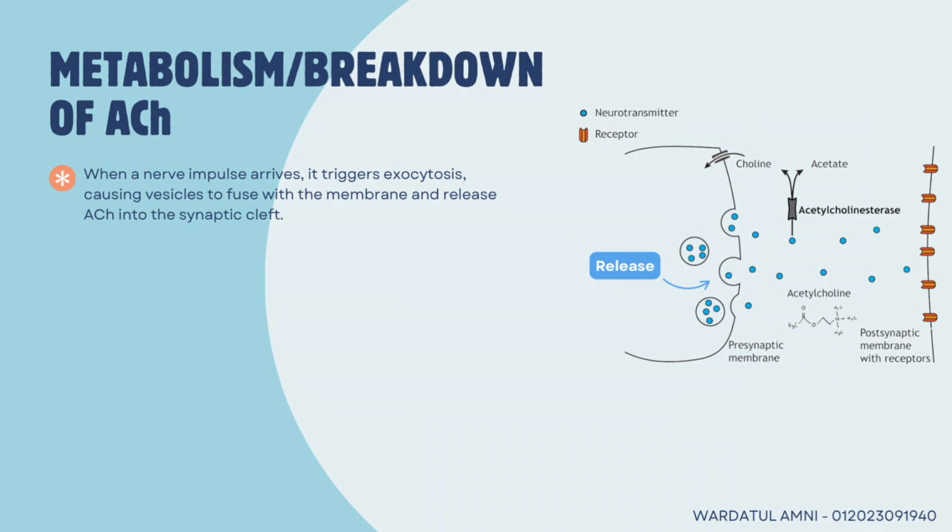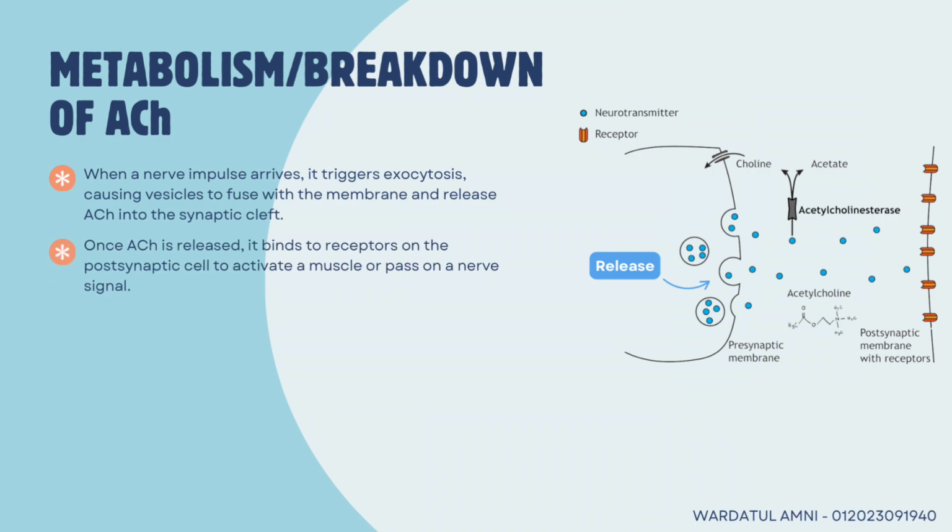And the fourth one is metabolism of acetylcholine, or what happens next. Once ACh is released and binds to the receptors on the postsynaptic cells, like a muscle or another nerve, it performs its functions, like activating a muscle or passing on a nerve signal. But we don't want ACh to stay there forever. Too much stimulation can be dangerous.